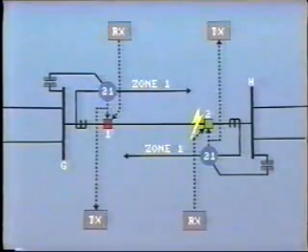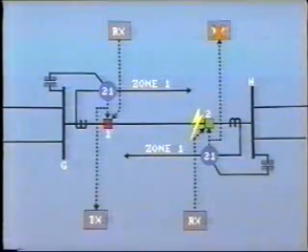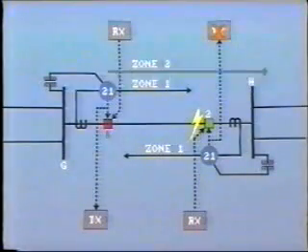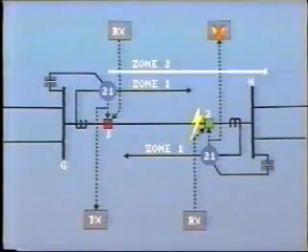We noted in studying the directional comparison scheme that if the communication channel fails to transmit the signal, then breaker number 1 will not trip at high speed. It will have to wait for backup protection to operate, typically the second zone element of the distance relay.